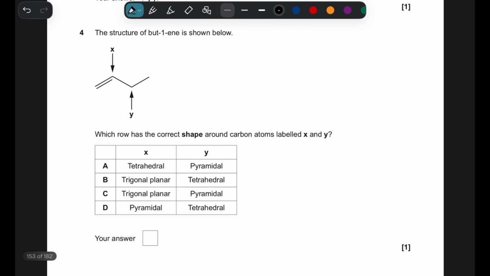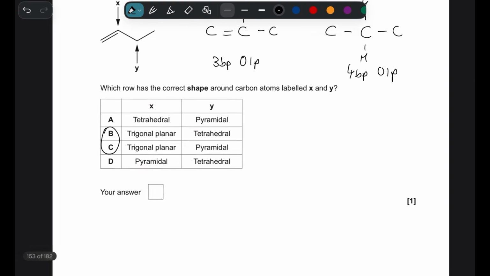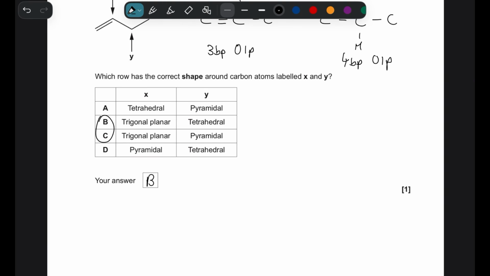And now for 4, I think it's so much easier when you actually draw out the molecule. I think it's just so much easier. So what we'll do, you can see that X is an alkene. So we've got 3 bonding pairs and no lone pairs. That should automatically make you think trigonal planar. So we're already looking at B or C. And then for Y, that's an alkane. So we've got the 2 carbons there, we've got hydrogen, hydrogen. We've got 4 bonding pairs with 0 lone pairs, which is automatically tetrahedral. So our answer is going to be B.